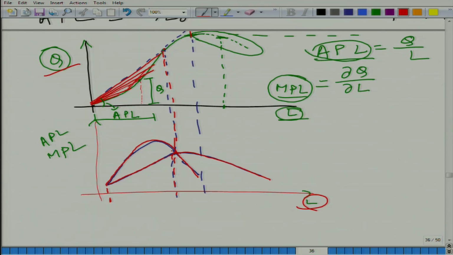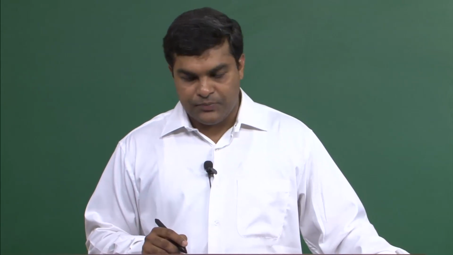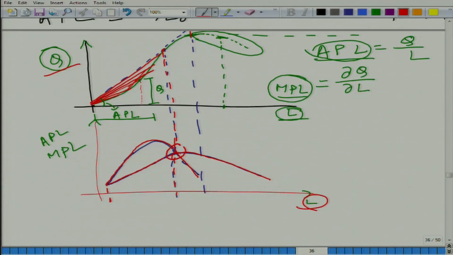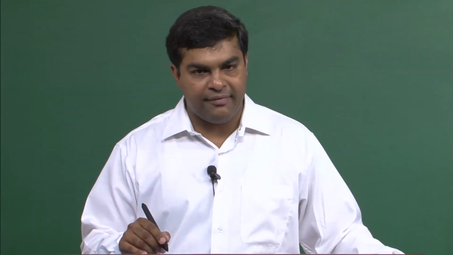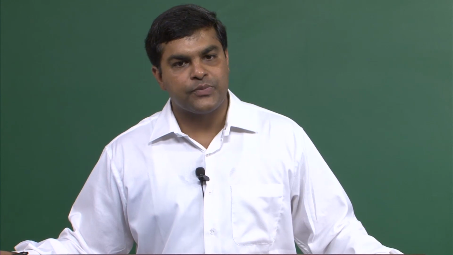What is remarkable is that at the point where APL is highest, the maximum, the MPL curve cuts the APL curve from above. That is also very important, from above. Okay. So, is it because of the way I have put the values in the table, or is it true all the time that wherever APL is maximized, MPL is equal to APL? It's true all the time.